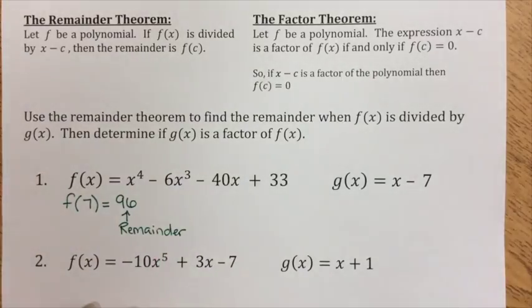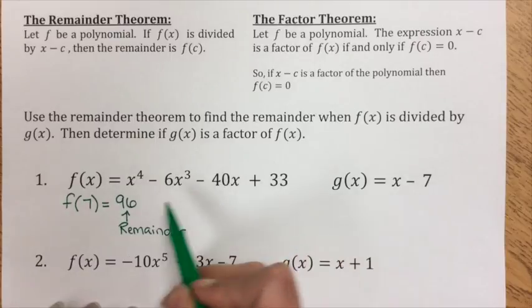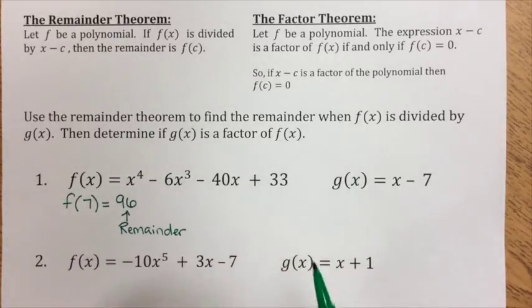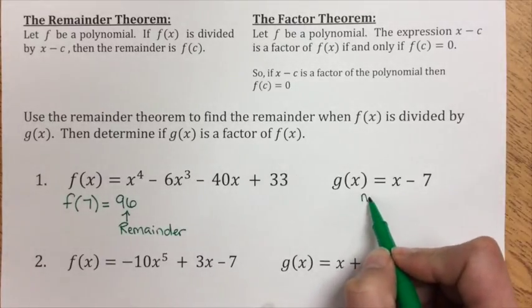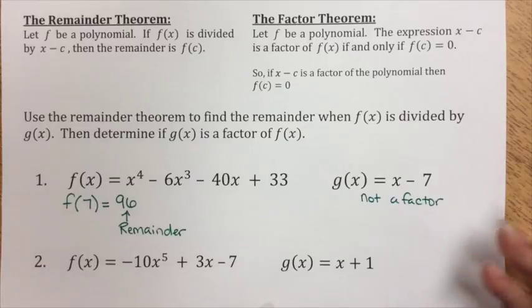Now let's ask the question, is x minus 7 a factor of x to the 4th minus 6x cubed minus 40x plus 33? And we can say not a factor. Okay, let's try another one.